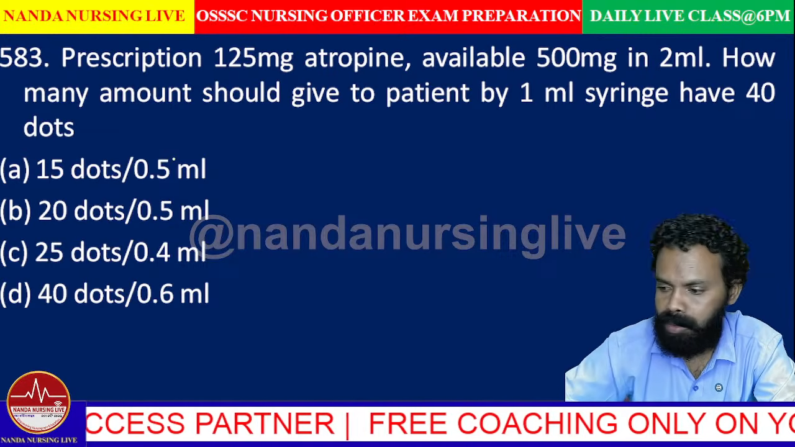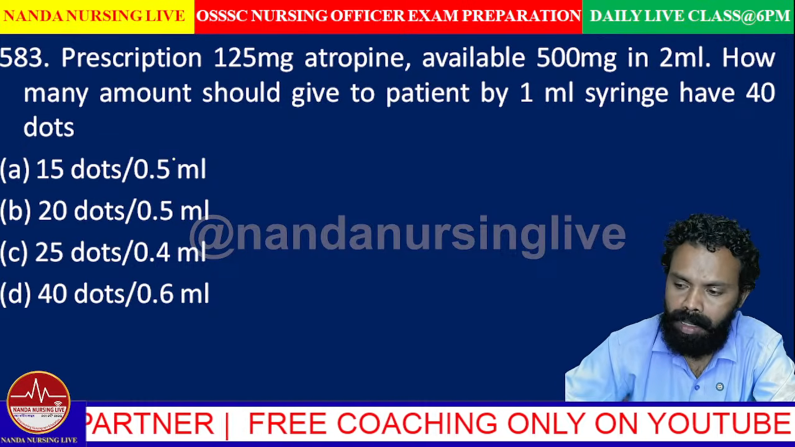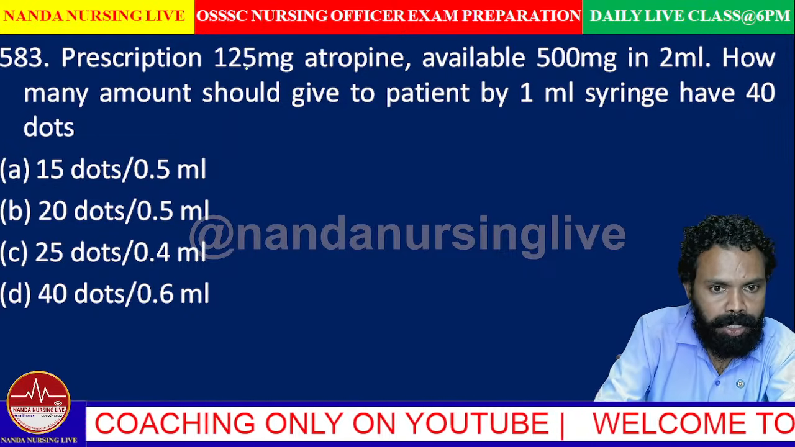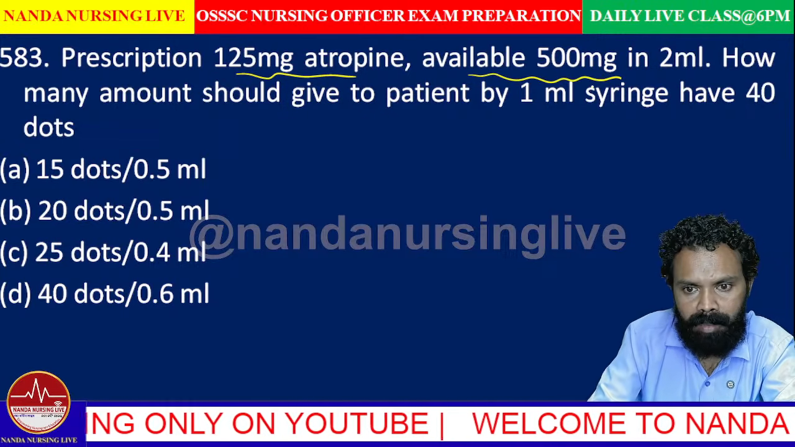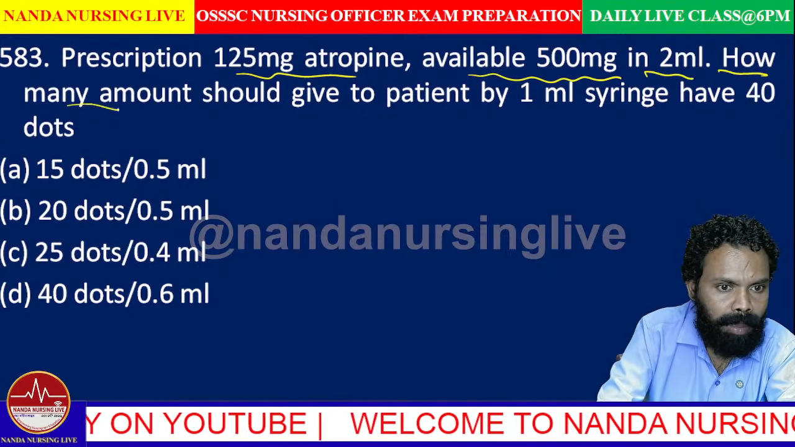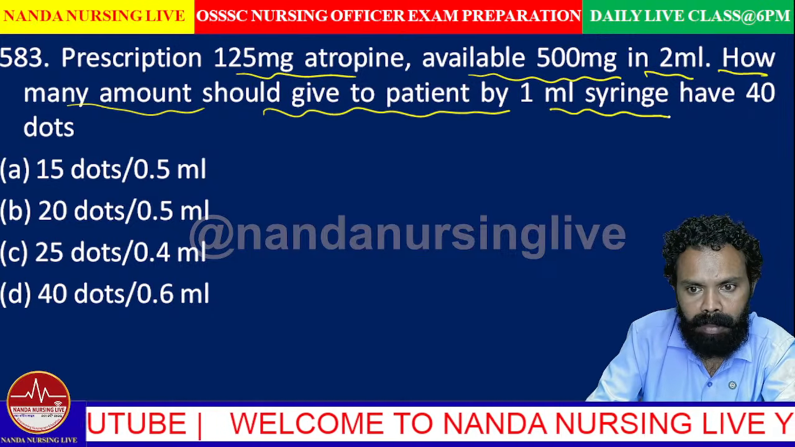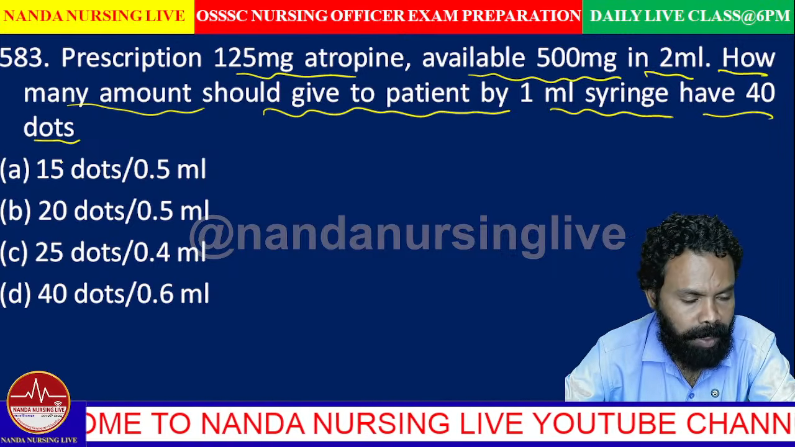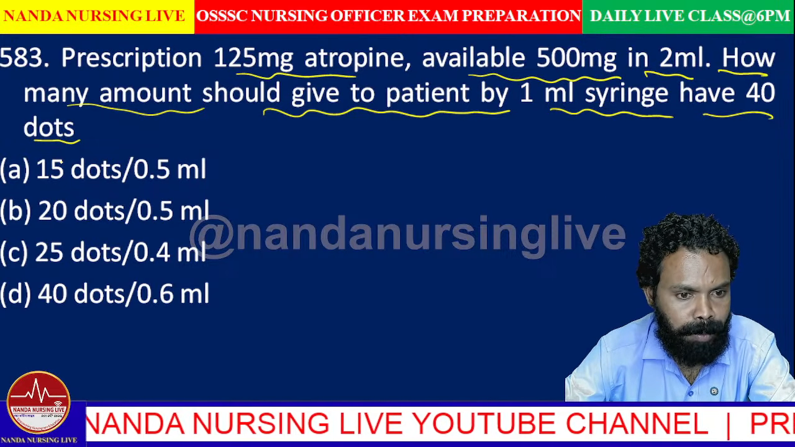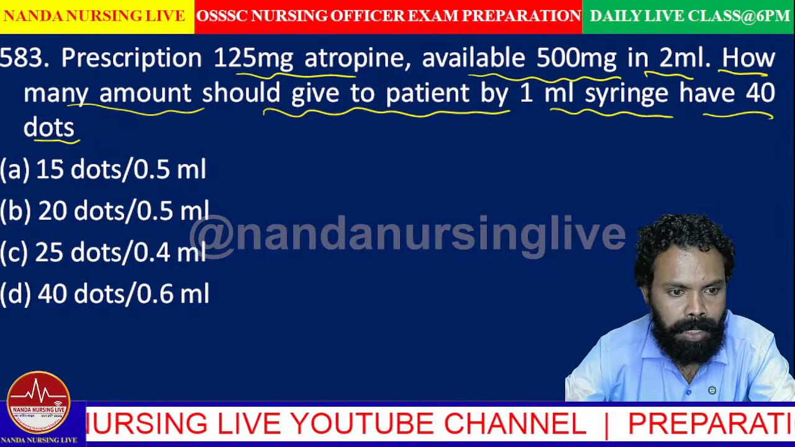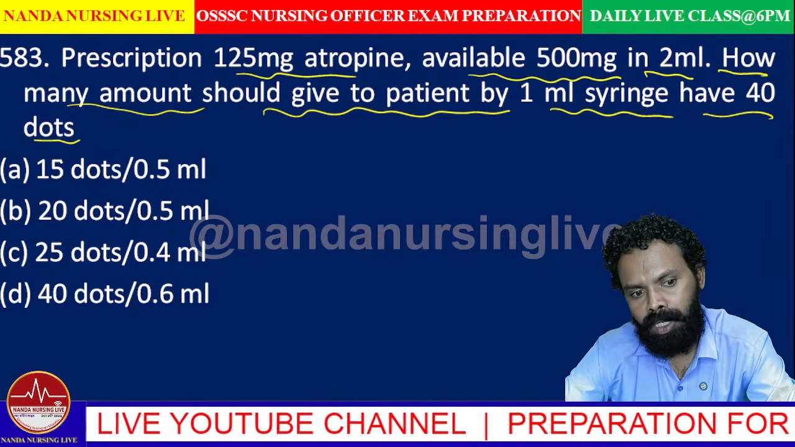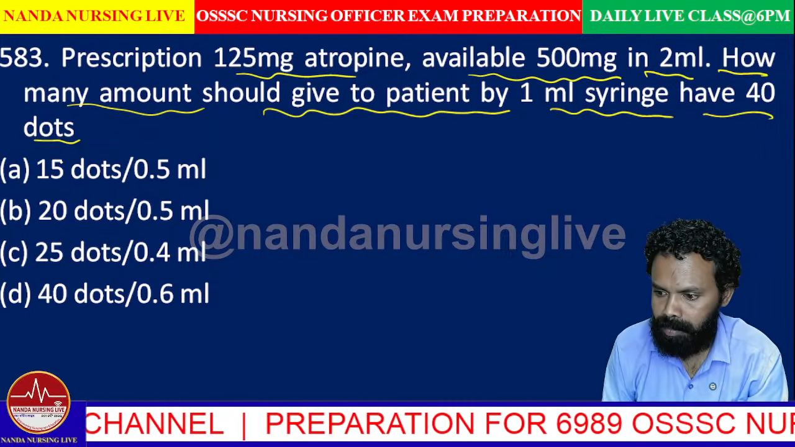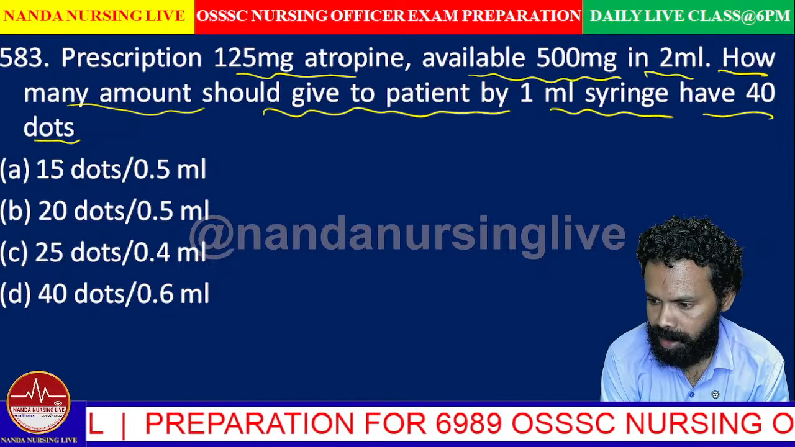Next question, question number 583, here it is on your screen. The prescription is 125 milligram atropine; available is 500 milligram in 2 ml. How much should be given to a patient by a 1 ml syringe that has 40 dots? Option A is 15 dots per 0.5 ml. Option B is 20 dots per 0.5 ml. Option C is 25 dots per 0.4 ml. Option D is 40 dots per 0.6 ml. So which option is the correct answer?